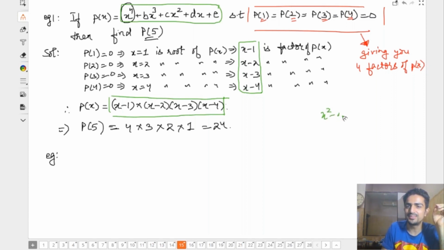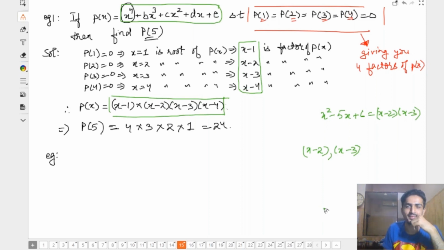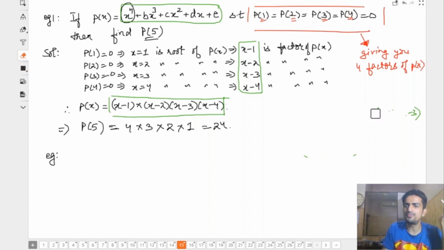If I tell you this is a quadratic and x minus 2, x minus 3 are its factors, then won't you say that this must be equal to x minus 2 into x minus 3? That's it. Won't you say it like that? Yes. So here we had 4 factors, so I wrote it like this. So once we have p of x, we have p of 5 also. We just put x equal to 5.